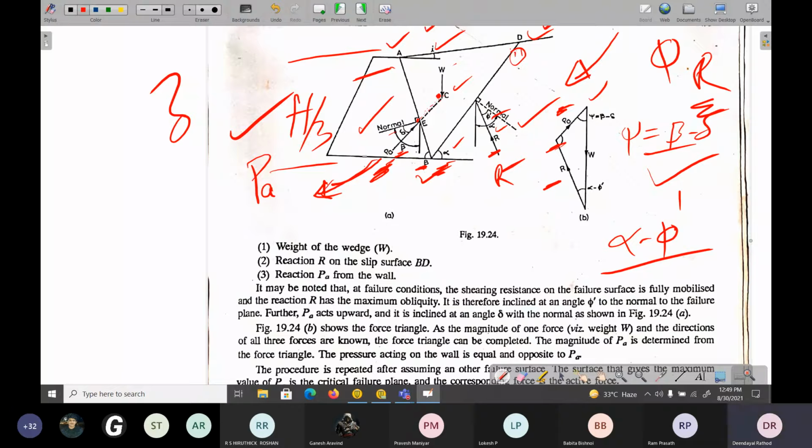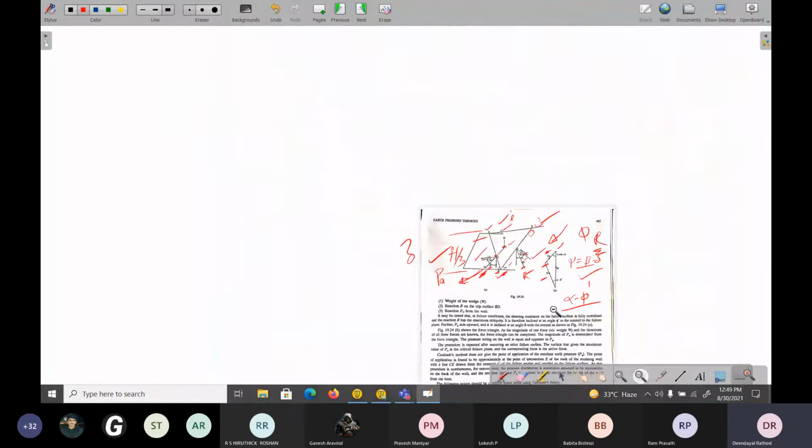Now this equilibrium triangle we have drawn it, and what we can do is use the sine formula. Using that one we can find out the PA. That's what they have done, okay. This anyway I will show it, okay. Let me read these points what he has mentioned.